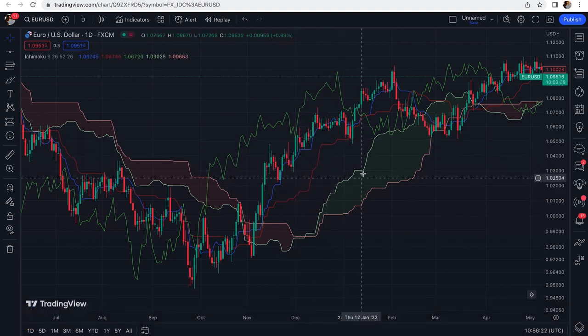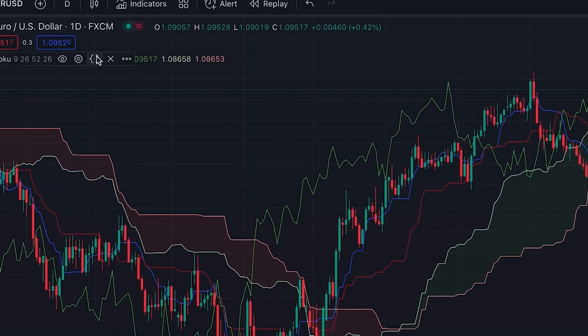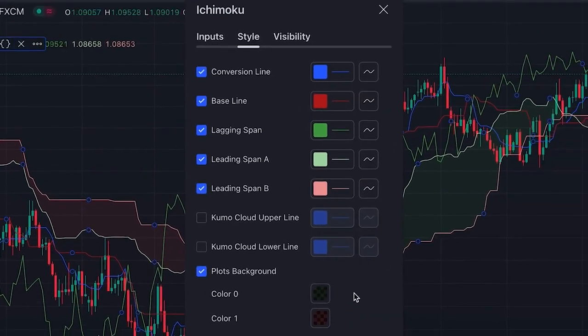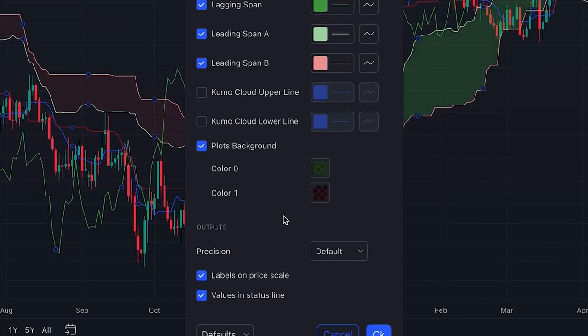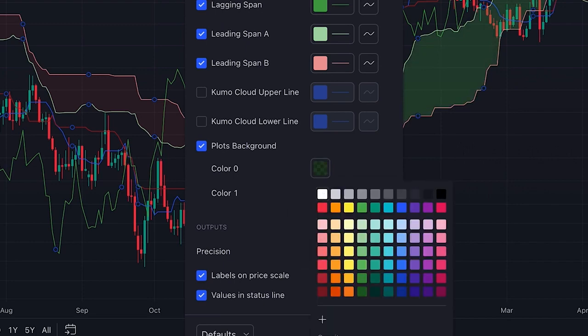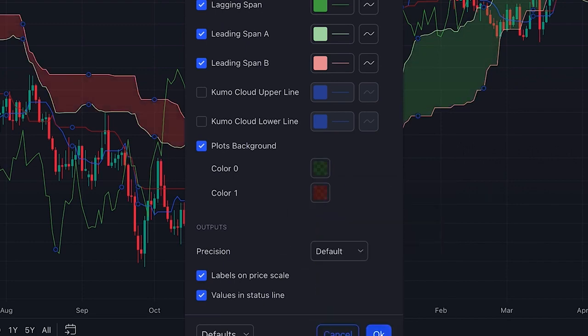Before I start, let me increase the opacity of this green and red area in its settings, so it will be easier for you to distinguish between them. For the green one, we increase the opacity to, for example, 30%, and for the red one also we increase it to 30%. Alright, now it's better.